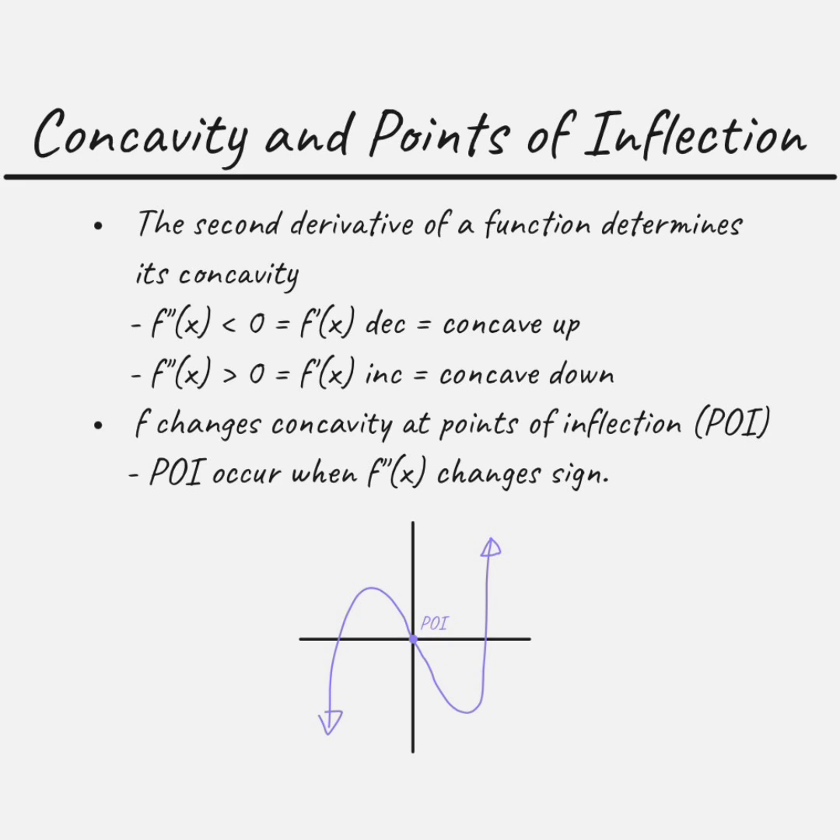The second derivative of a function determines its concavity. When the second derivative is negative, this means the first derivative is decreasing and the function is concave down. On the other hand, when the second derivative is positive, the opposite is said. When f changes concavity or when the second derivative changes signs, there is a point of inflection.